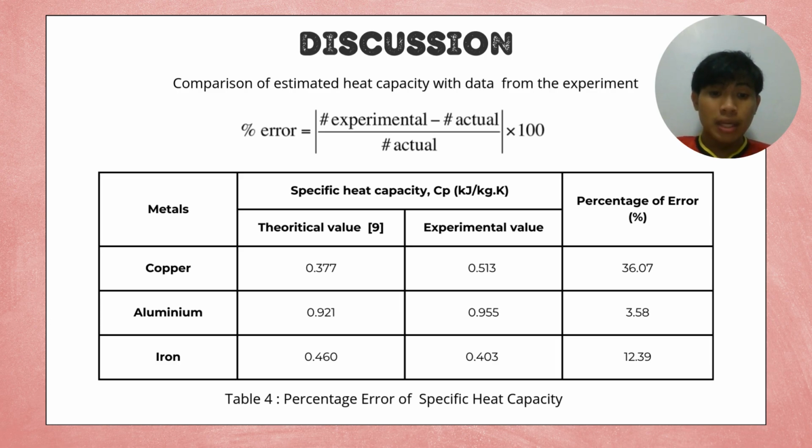And we have aluminium 0.921 for the theoretical value, and we have an experimental value of 0.6955, and we have 3.58 percentage error. And last but not least is iron. We have 0.460 for the theoretical value, and the experimental value is 0.403, and we get 12.39 percentage error.